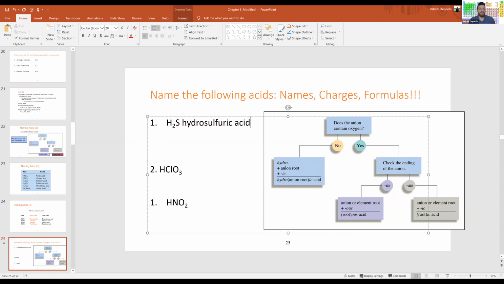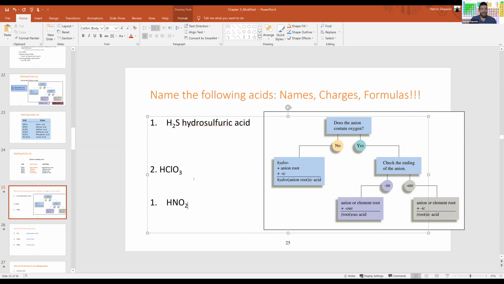That could be a pain, and I understand the difficulty there. So sulfuric acid is H2SO4. Hydrosulfuric acid is H2S. So yeah, that's kind of weird.